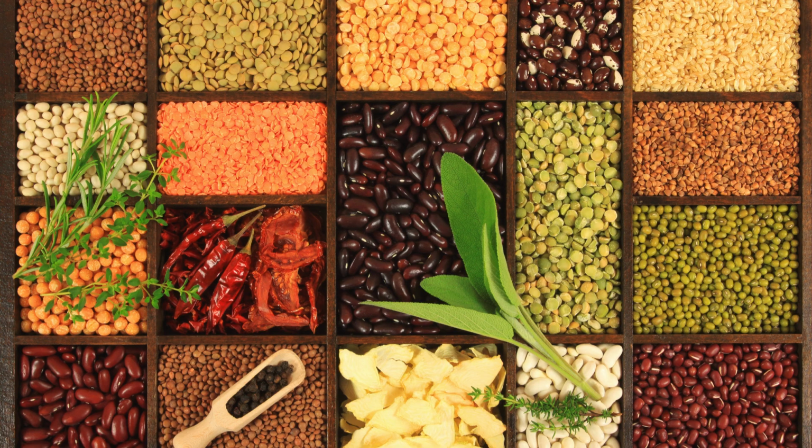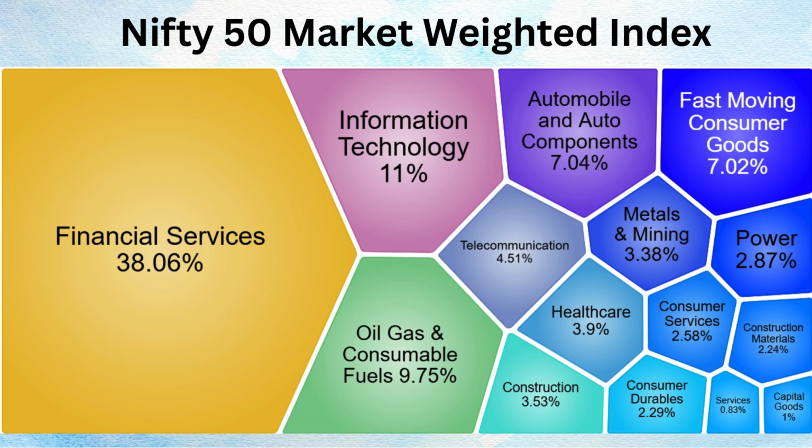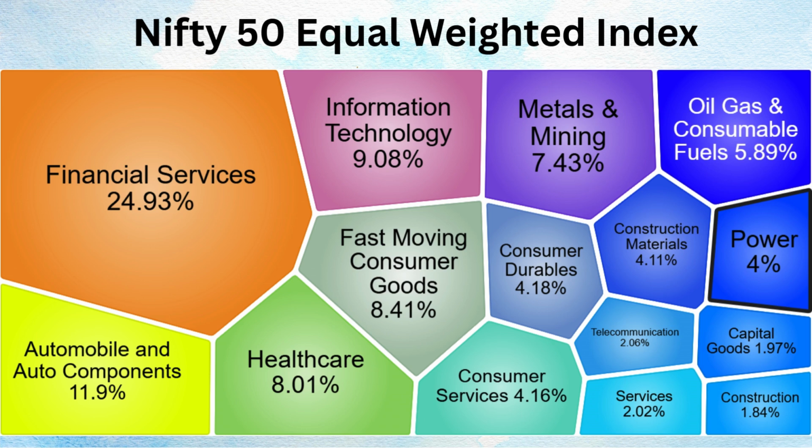Look at the constituents of the market weighted index. You can see 38% of the index is driven by financial services, 11% by the IT sector, and so on. Now look at the constituents of the equal weighted index. See, financial services is 24.93% versus 38% earlier. Similarly, auto components is 11.9% versus 7.04% earlier.